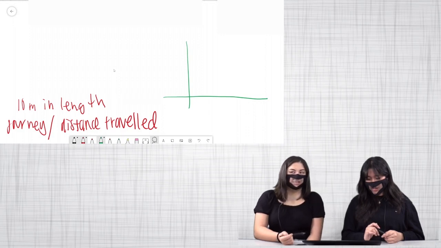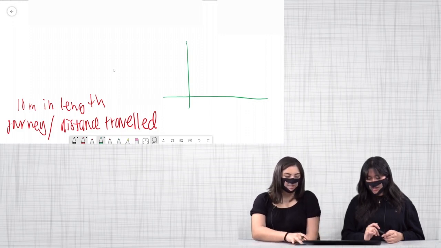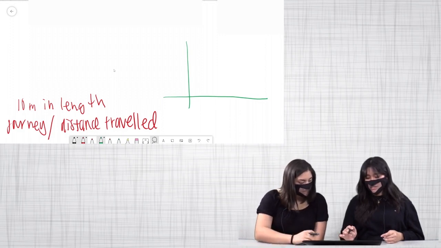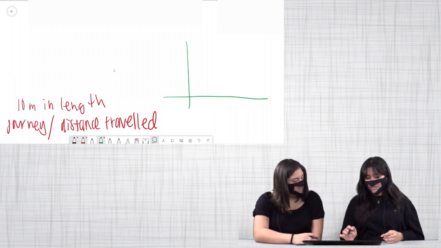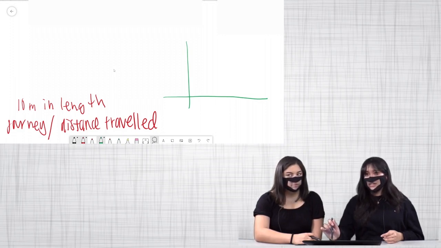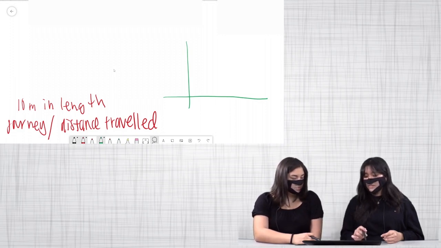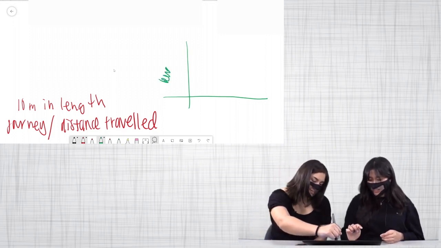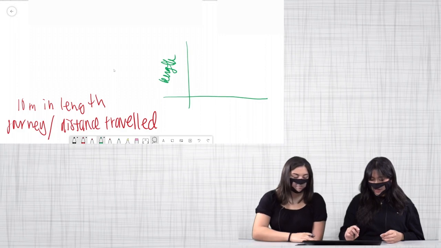So there's no change in height, right? Because you're on just a flat moving walkway. So we're just working on length. Yeah. So then would it just be a horizontal line? No, because it doesn't have to be y equals height, right? Right. What could it be in this context? Length, because we move 10 meters in length. So if this is length, we can write length now.